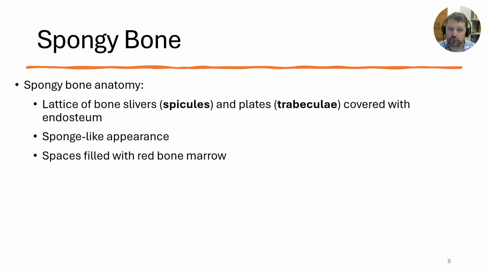All right, so let's talk a little more about spongy bone. So spongy bone anatomy, it's going to have both trabeculae, so these plates, and then it's going to have slivers, which we call spicules. There's lots of things in science called spicules, but these spicules are these little bone slivers that kind of project out. And the trabeculae is kind of that scaffolding that allows for these open spaces, which can be filled with bone marrow.